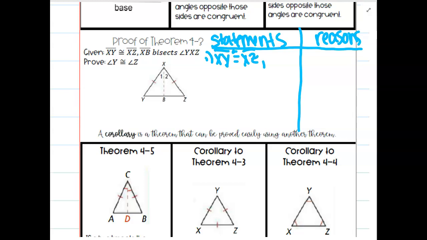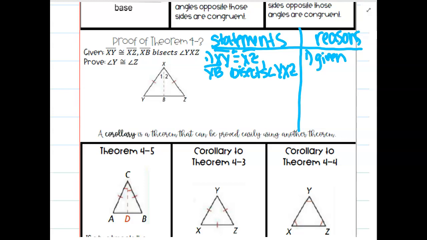So we're going to say that XB bisects angle YXZ. That's just going to help us out with our proof here. So I have my isosceles triangle. I know that these two sides are congruent. What I'm trying to prove is that these angles are congruent.